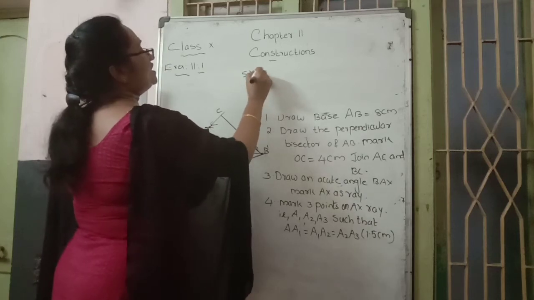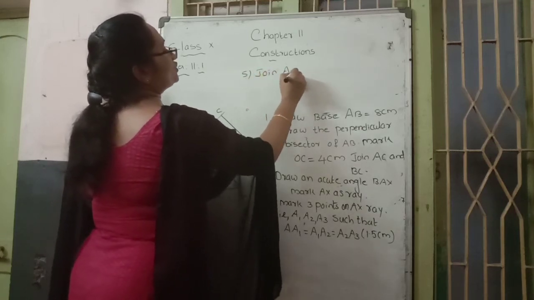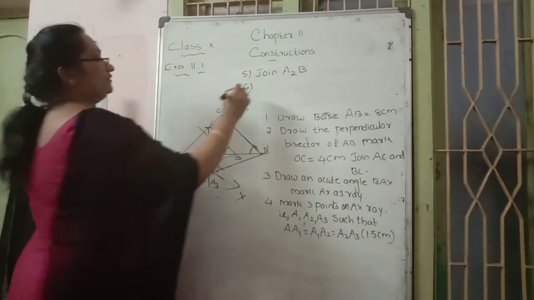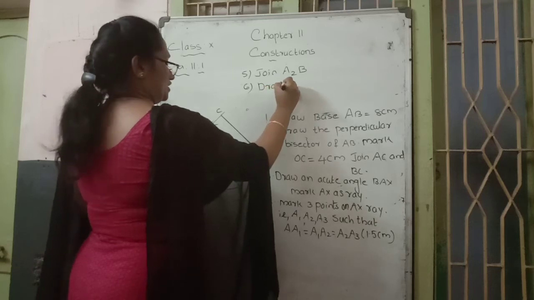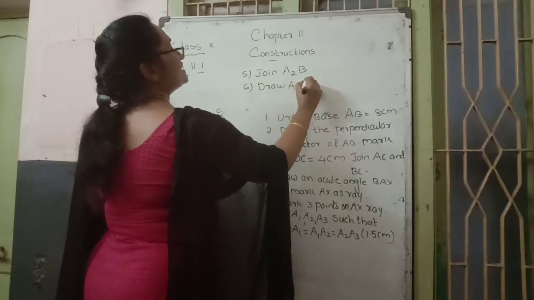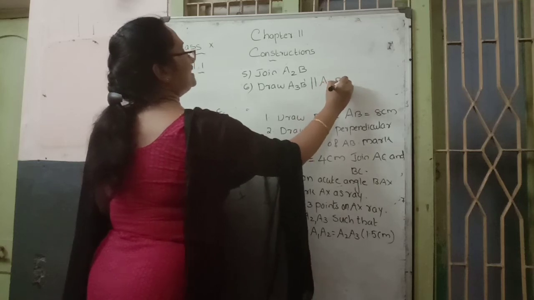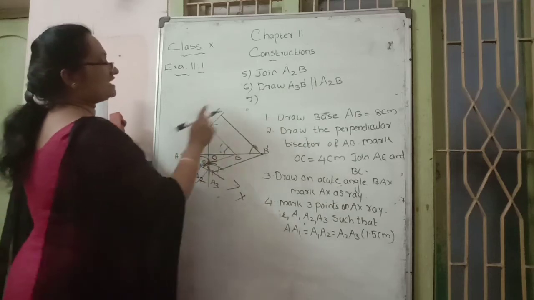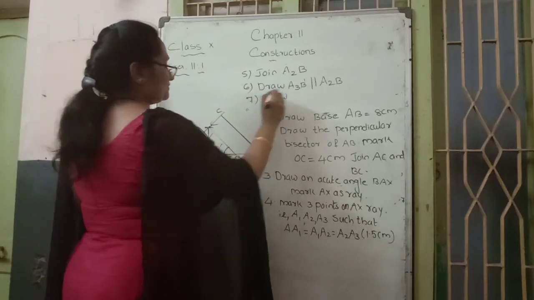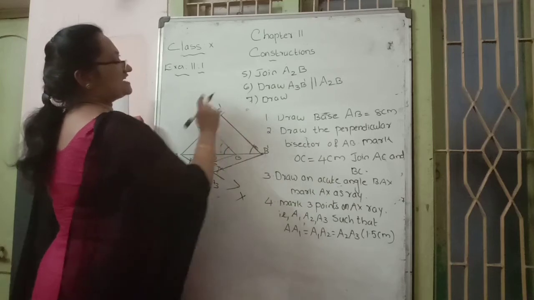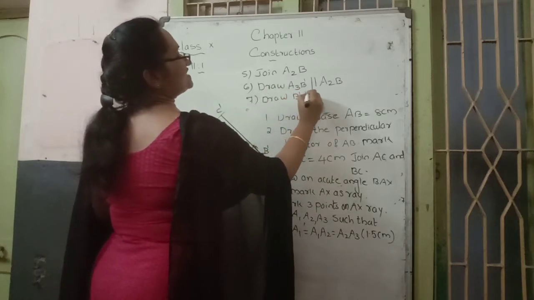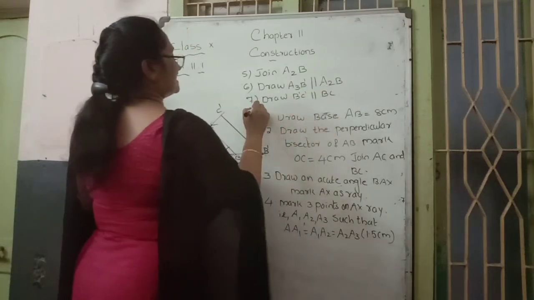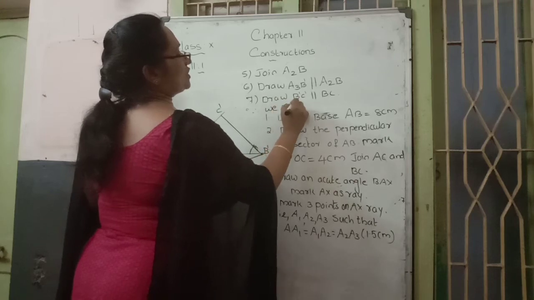Fifth step, join A2 to B vertex. The next, sixth step, draw a parallel line. Draw A3B dash parallel to A2B. This is our down part case. Then the top part case, in which way? There also draw B dash, here C dash, B dash C dash. B dash C dash is parallel to which side? BC side.